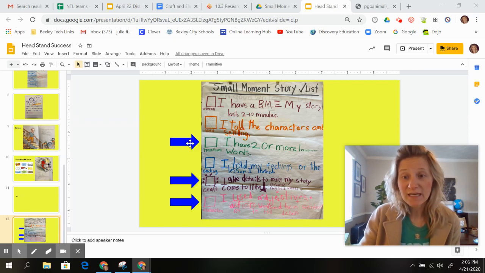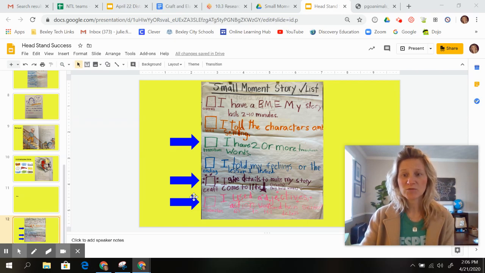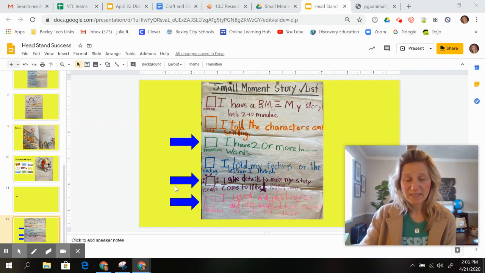So we're still working on the middle. You should still be working on the middle section of your story. Today, we're going to work on craft and elaboration. They're the 2 bottom boxes on our small moment story checklist. And the middle, like I said, is the most important part of your story. All of these arrows point to things that are included in the middle. So the middle has the most details.